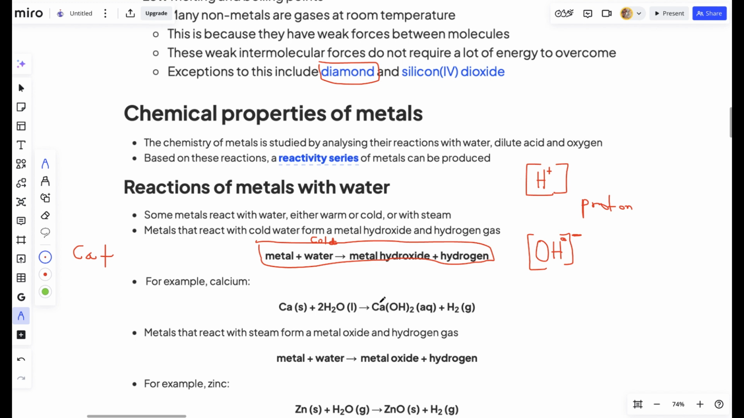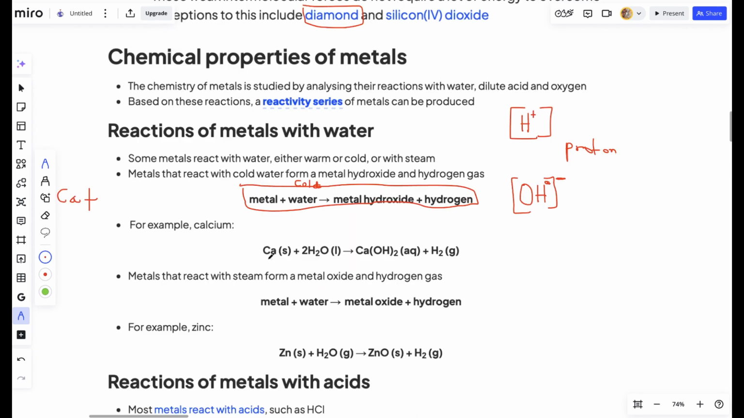Metal hydroxide, like the name here. When they react with cold water, you see I wrote cold here to tell you this water is cold water. They produce metal hydroxide and hydrogen gas. Now, this is an example to demonstrate what we are saying. You write calcium, and you must write the state symbol. Calcium, you put in brackets a small s to show that it's solid. React with water. Water is H2O. This 2 is for balancing, which you do at the end. You write H2O, then (l) in brackets to show that it's a liquid.